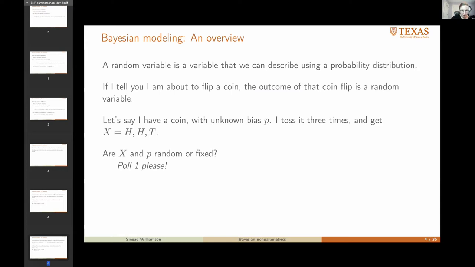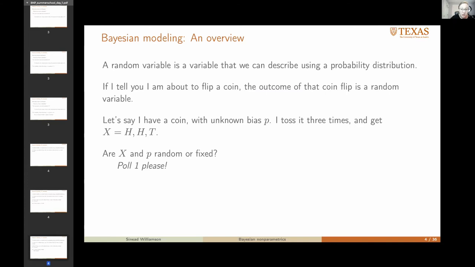Okay, so we seem to have the numbers jumping around a little. Apparently we've got a slight majority saying X is random, P is fixed, but really all answers have a significant amount of support here. I'm sorry, I didn't realize that me going to Slido would interrupt my screen. So apologies about that.